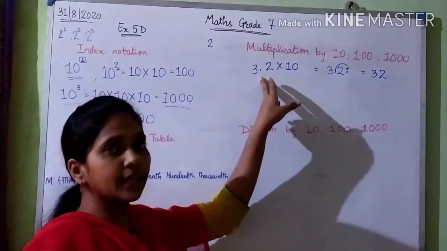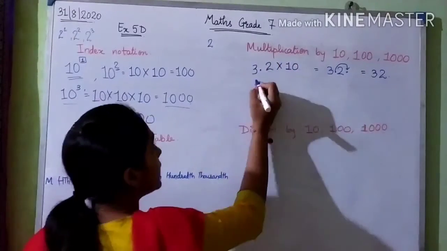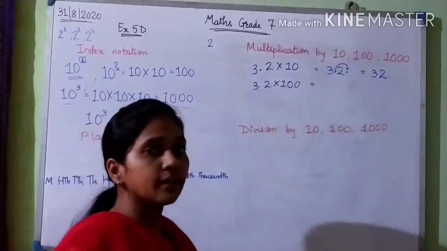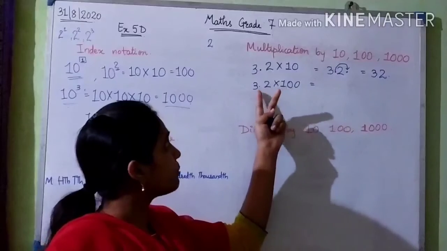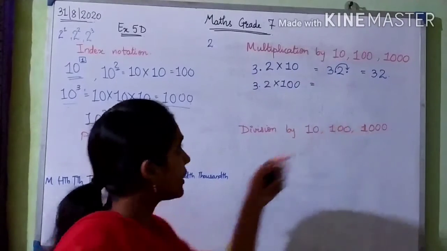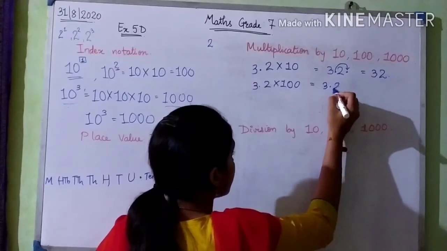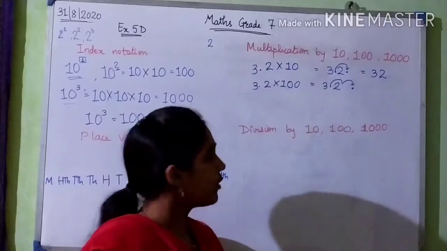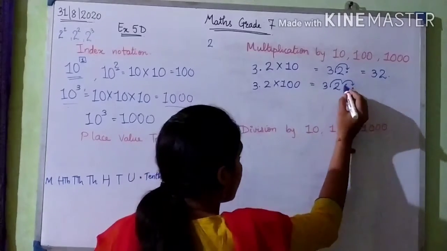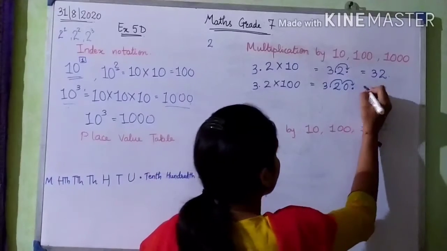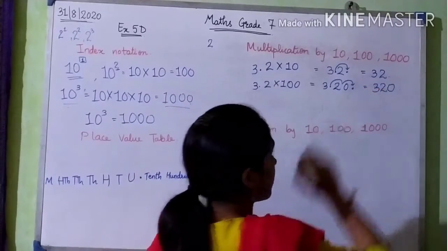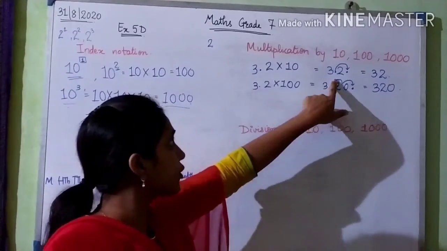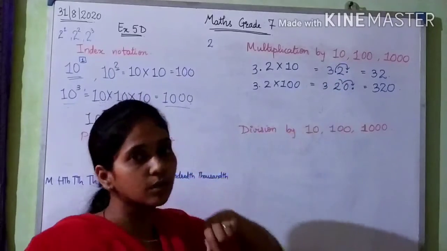So this was when I multiply this number by 10. Now if I multiply it by 100, how many zeros does 100 have? 100 has 2 zeros. So this decimal point will shift 2 places towards the right. This is 3.2. On shifting 2 places towards the right, it will come here. Now here you can see that there is no number, so we put a 0. So this becomes 320, because the decimal point has shifted here, so we remove the decimal point from here. So this becomes 320.